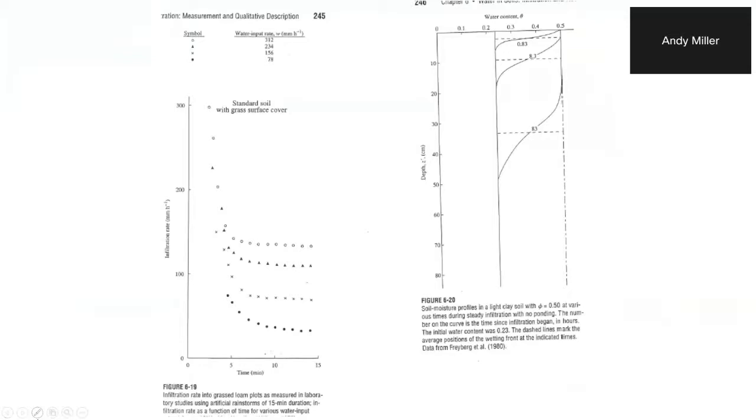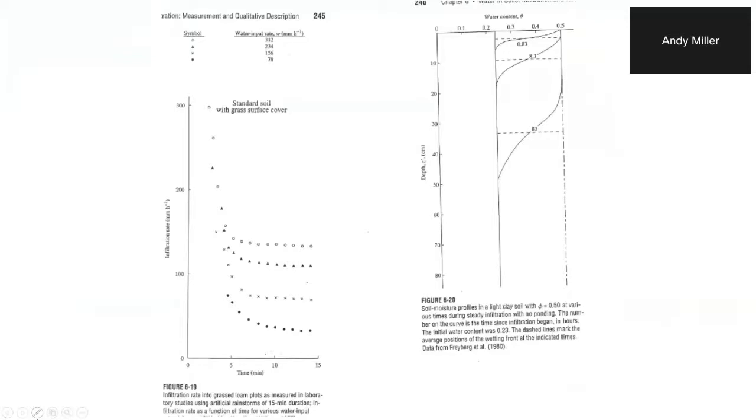Now, if you look at the figure on the right, you're looking at different time steps following, it says, during steady infiltration with no ponding. So let's just talk about what no ponding means for a moment. First you have to think about what ponding means in soil. Puddles, okay, but suppose you've got an infiltration experiment going on, right?